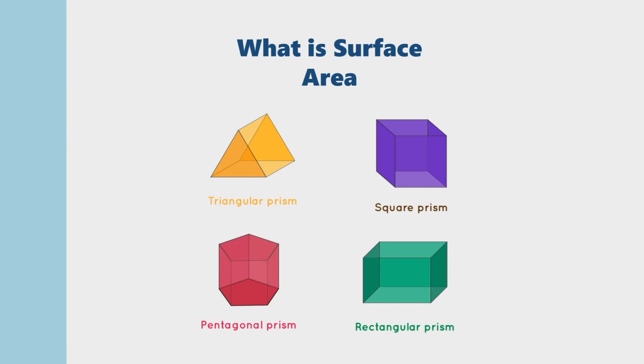Surface area is the combined area of all the outside surfaces that make up a three-dimensional solid. So here in front of us we have a variety of different prisms with all different surface areas. And just like finding the area of 2D shapes, finding the area of 3D shapes requires us to find the areas of each of the 2D components that make up the 3D shape, and we can use specific formulas to do this.